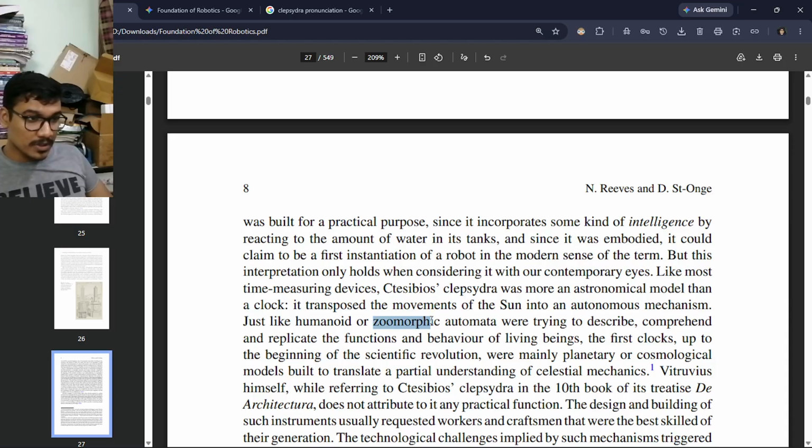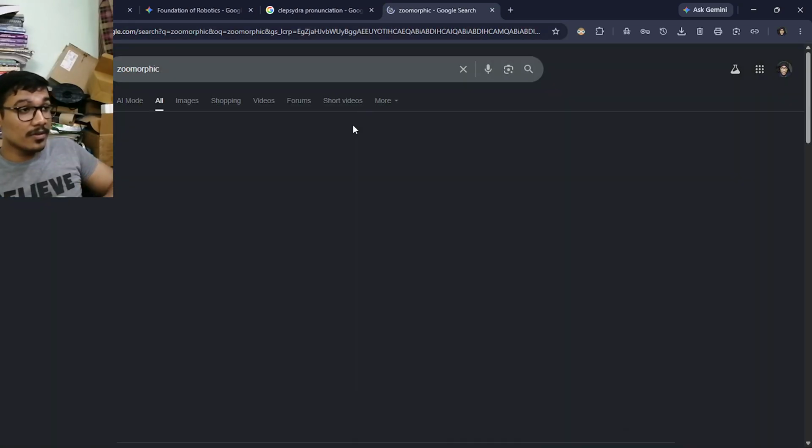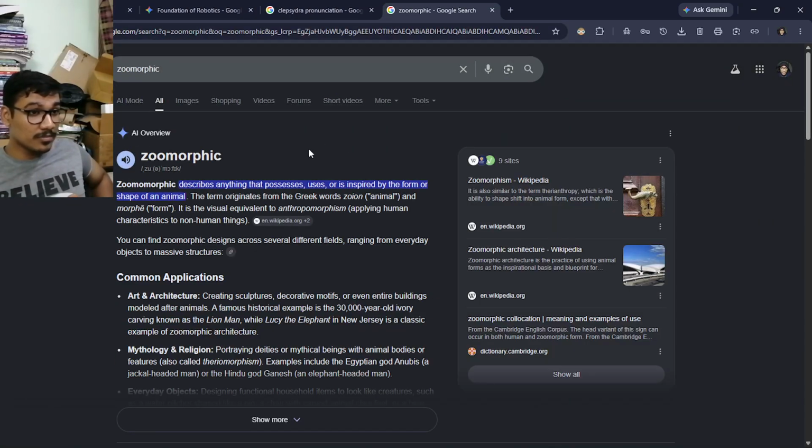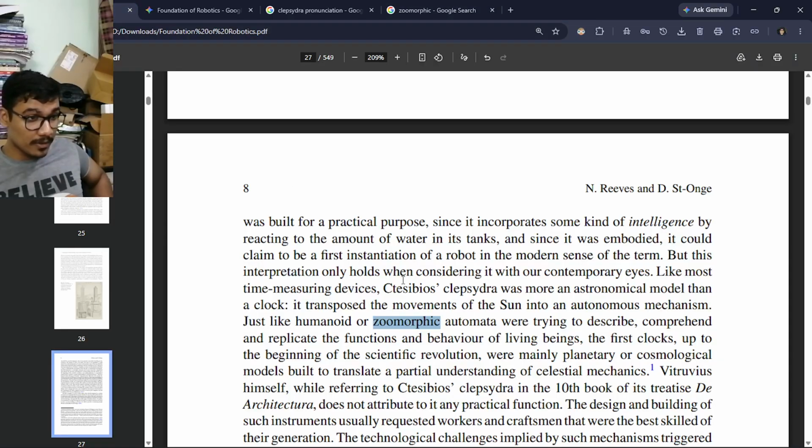Wait, what does that mean? There's a lot of terms that I'm encountering. Zoomorphic describes anything that processes or tries to form the shape of an animal. Okay, we're trying to describe, comprehend, and replicate the functions and the behaviors of living beings.